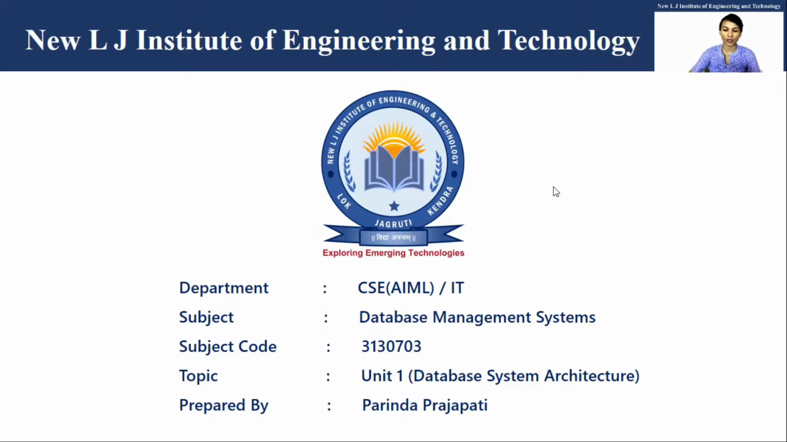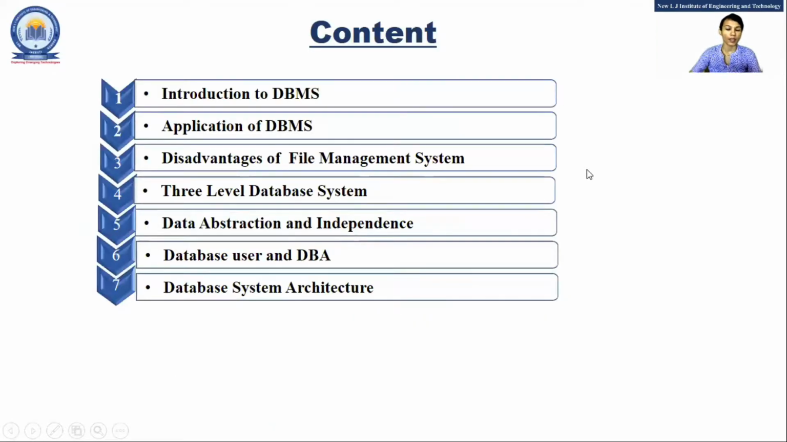Today I am going to start Unit 1 in DBMS, which is Database System Architecture. So let's continue. In the first unit, you have topics of introduction to DBMS, application of DBMS, disadvantage of file management system, three-level database system, then data abstraction and independence, then database user and DBA, and database system architecture. In this particular video lecture, we are going to cover the first three topics.